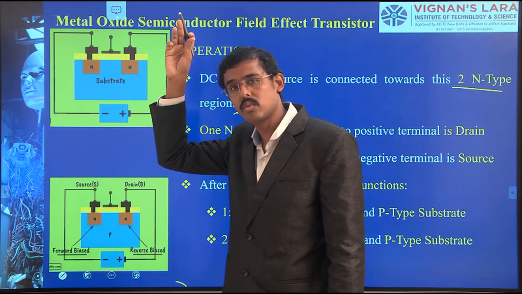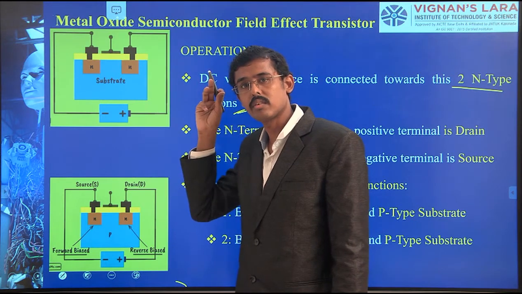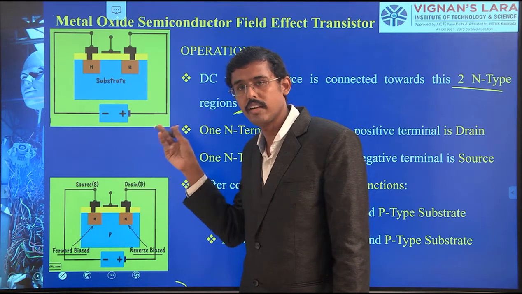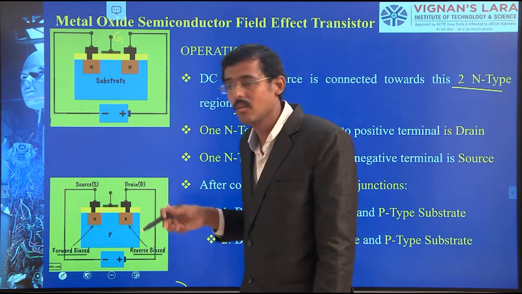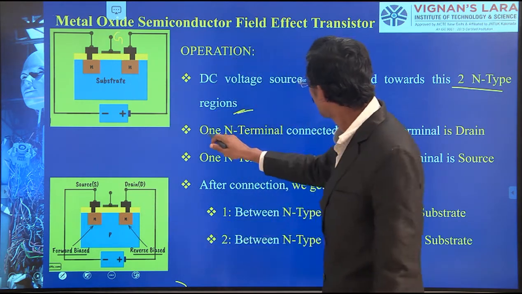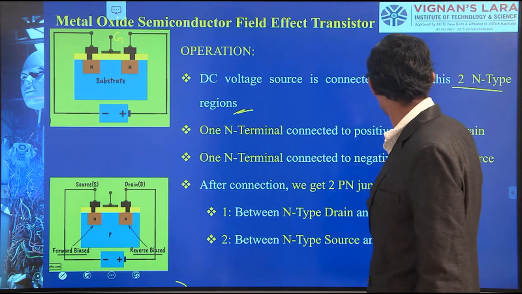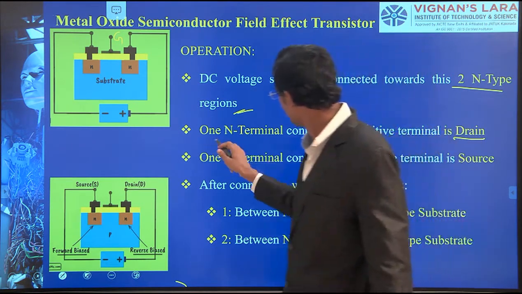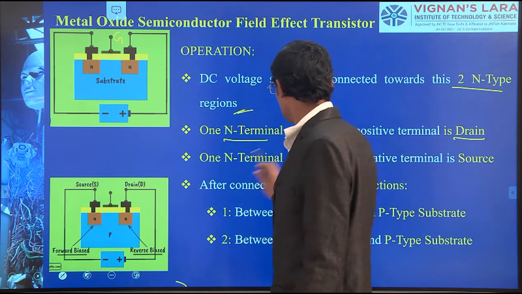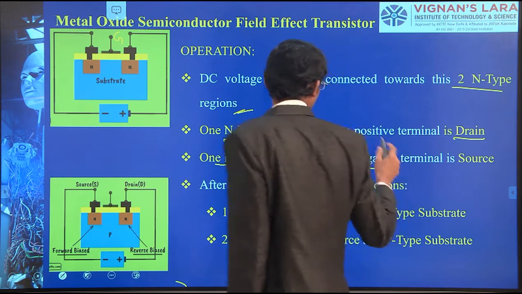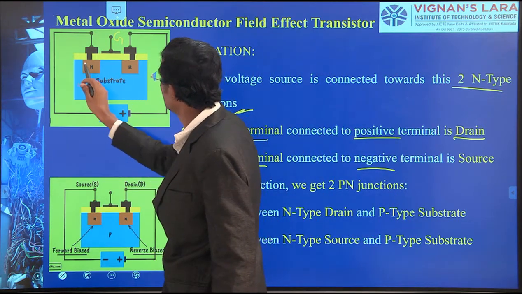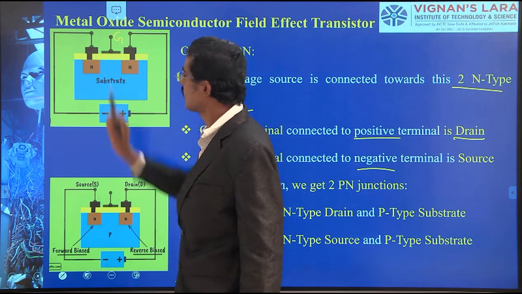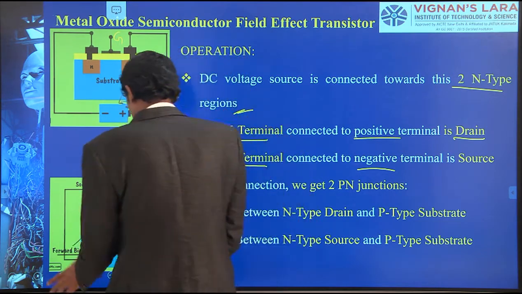In the first transistor we used a base, again using the gating system. In the FET, here also the gate is there. The gate we are going to use, but how should we see? One channel terminal is connected to the positive terminal of the drain. One N terminal is connected to the positive, one N terminal to the negative. So source and drain are connected.